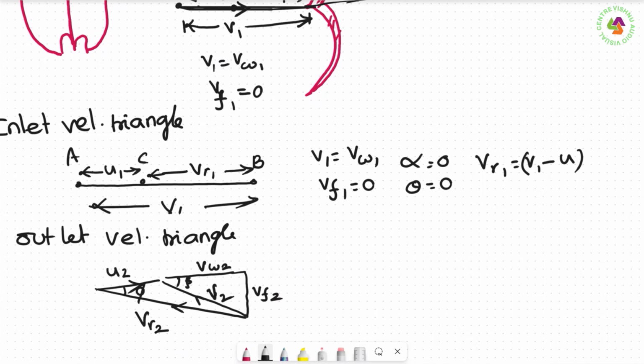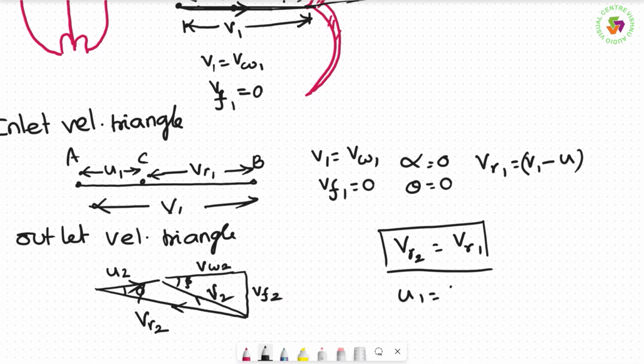So one conclusion is VR2 is equal to VR1 because we assume that there are no losses. Then again, U1 is equal to U2 is equal to U, that is the velocity of the vane. This velocity of the vane is the tangential velocity. So that you should remember. So these are the two things that we know.